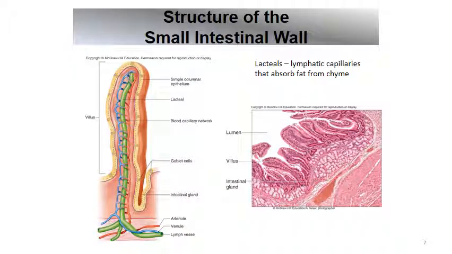The small intestine, just like the stomach, has these finger-like projections. So these finger-like projections are called villi, or singular is villus. And so inside you have the blood vessels and also the lacteal. And so I also wrote here, lacteals are those lymphatic capillaries that absorb the fat from the food that you've eaten.